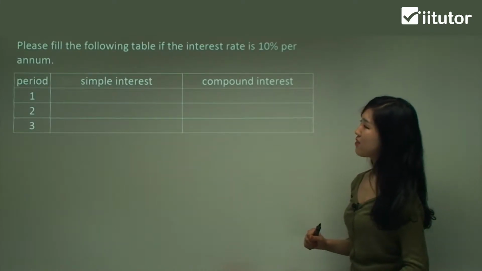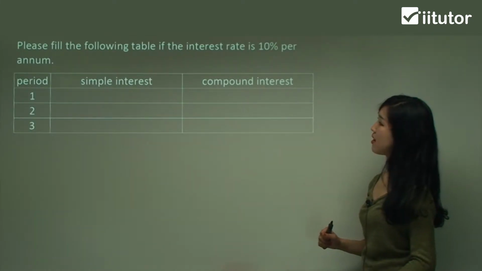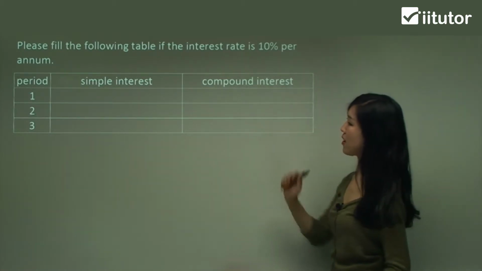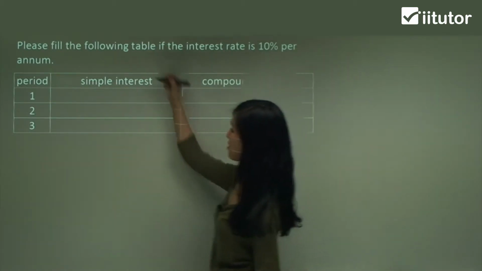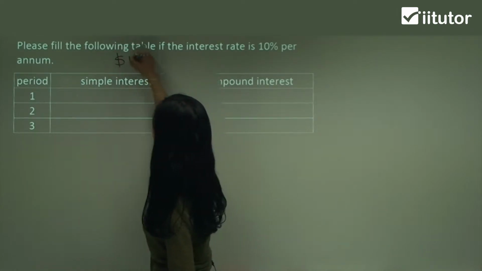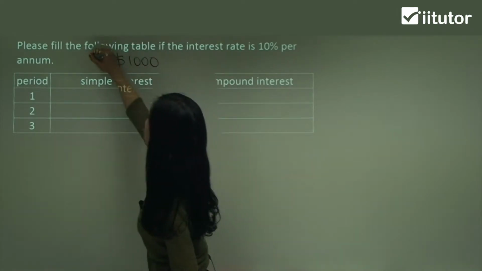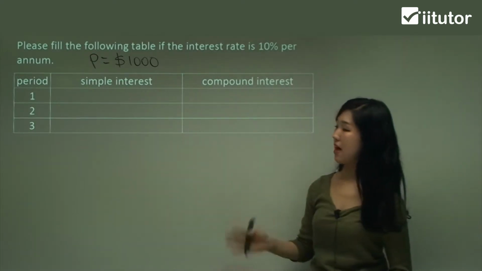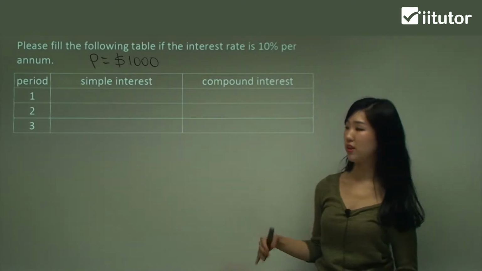It says please fill the following table in if the interest rate is 10% per annum. So they give us an interest rate, and let's just assume that the principal value is $1,000. They don't say here, but I'll just write that down. P is going to be $1,000. That's what we're going to be starting off initially.